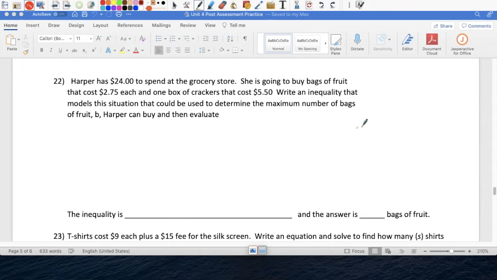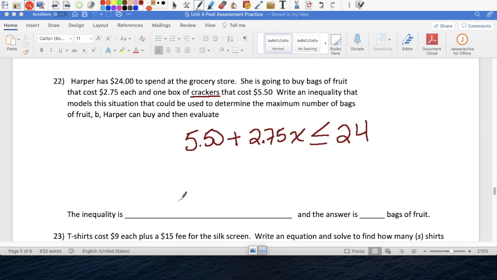So how much money does he have? He has $24. Can he spend more than $24? No. So it has to be less than or equal. What is he buying? He's buying 1 box of crackers. Plus, what is he buying? Bags of fruits. $2.75. And how many bags? We don't know. We're going to write an x there. Well, I can write a story, right, to solve this. x times 2.75 plus 5.50 equals 24.